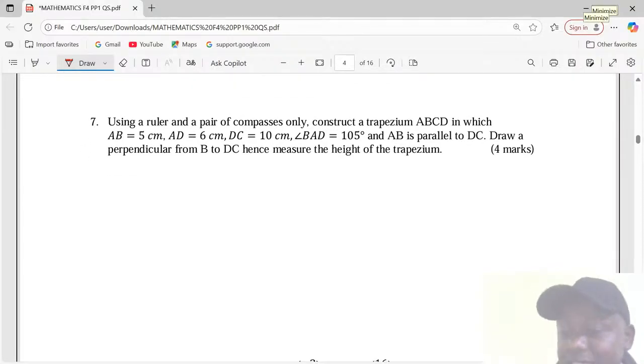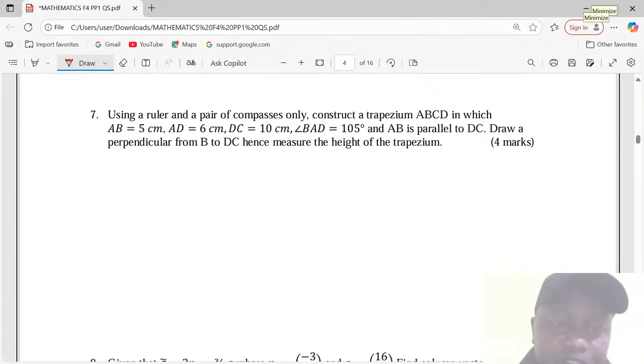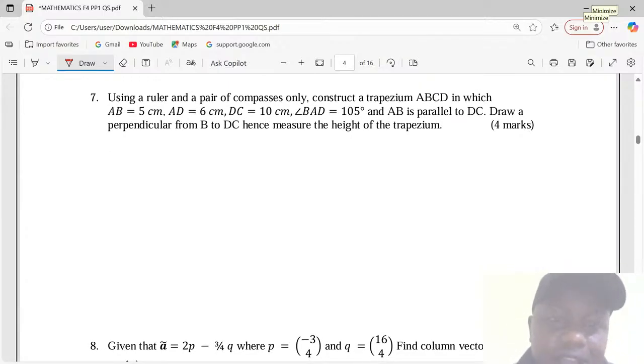Okay, number 7. Let's work on number 7. Number 7 is a simple question. Using a ruler and a pair of compasses only, construct a trapezium ABCD in which AB equals 5, AD equals 6, DC equals 10 centimeters. Then the angle BAD equals 105 degrees. AB is parallel to DC. Draw a perpendicular from B to DC, hence measure the height of the trapezium.